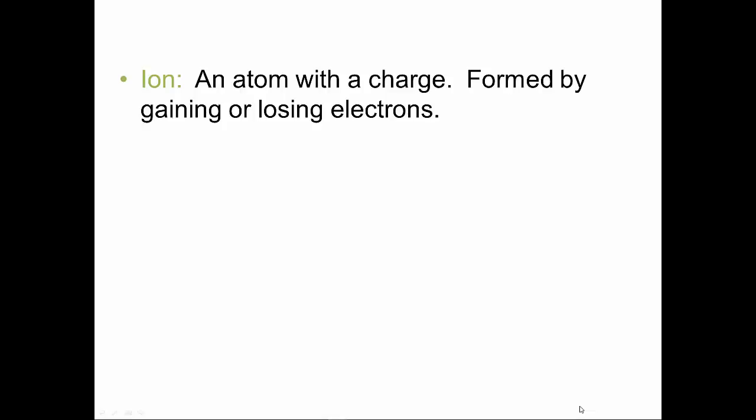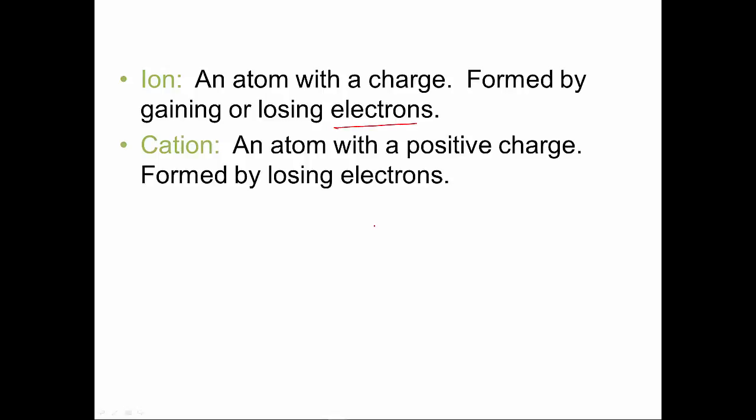Okay, we have a few more terms for you. One is an ion. This is an atom that has a charge, and it's formed by gaining or losing electrons. So this is where the electron part comes in. We just worked with isotopes, which differ by neutrons. If we change the protons, we change the atom identity, or the element identity. But an ion is the result of gaining or losing electrons. A cation is an atom with a positive charge, and we form these by losing electrons.